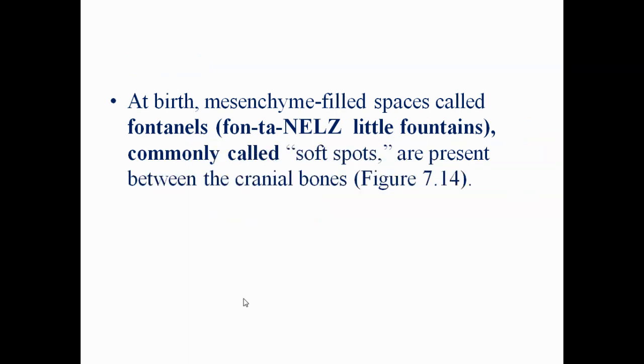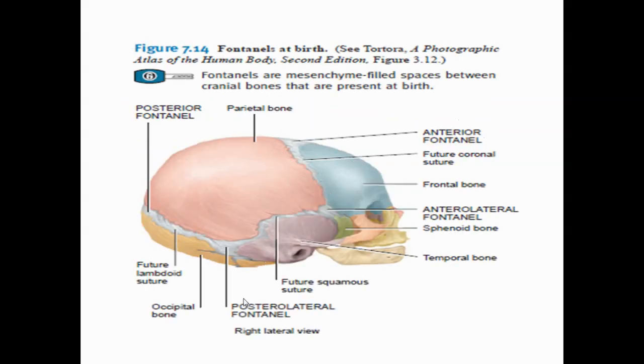So at birth, the mesenchyme-filled spaces are called fontanelles, which means little fountains, also called soft spots. You can see the soft spots in the top of the skull in very young, newly born infants. They are present between the cranial bones. So this is the picture showing the fontanelles at birth. So what are fontanelles? They are the mesenchyme-filled spaces between cranial bones that are present at birth.